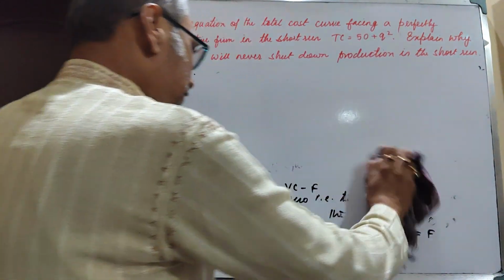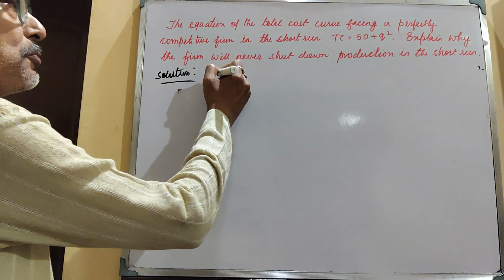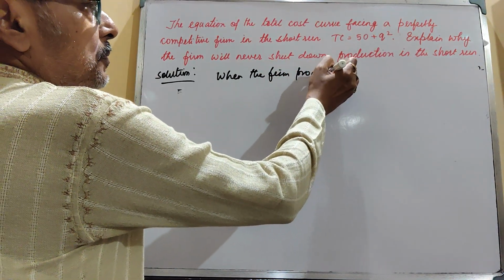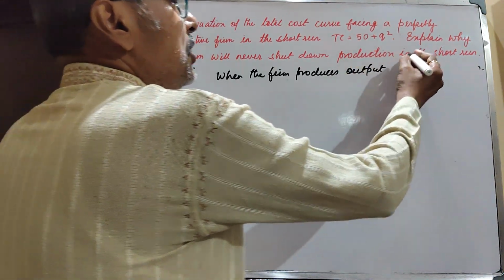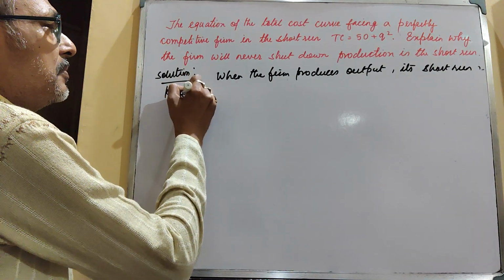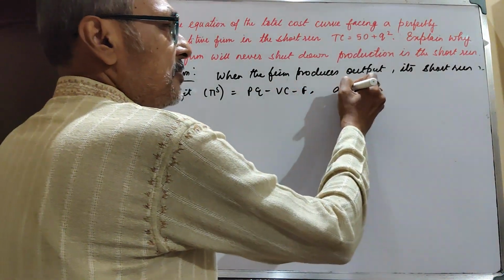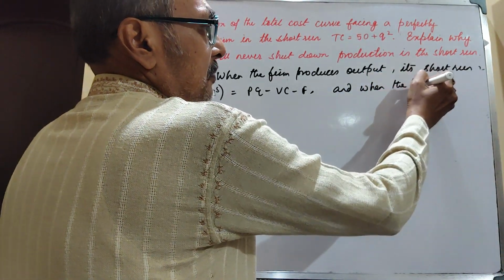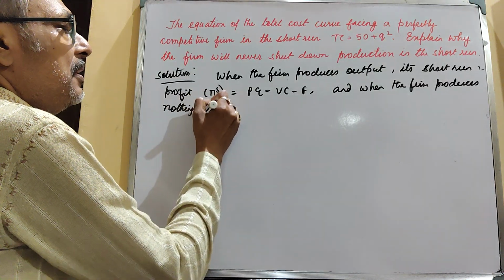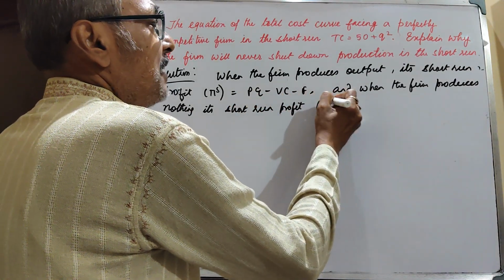When the firm produces output, its short run profit pi S is PQ minus VC minus F. And when the firm produces nothing, its short run profit pi S equals minus F.